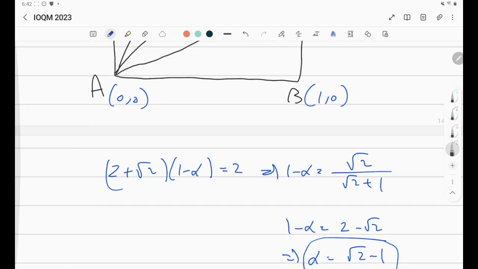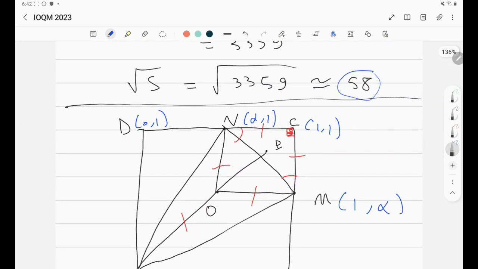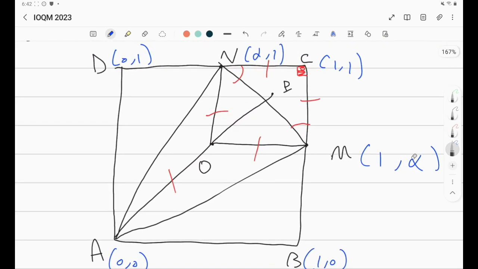Very nice. So this thing is just root 2 minus 1. Same thing for this, root 2 minus 1. Of course, root 2 minus 1 is between 0 and 1, so it works. You see, we just played with the idea that they did not really fix M or N. They gave us one of them as random. Okay, so now we found M and N.